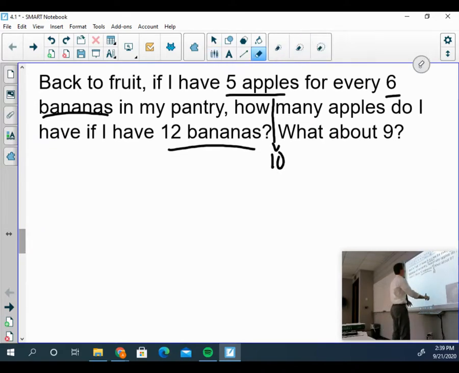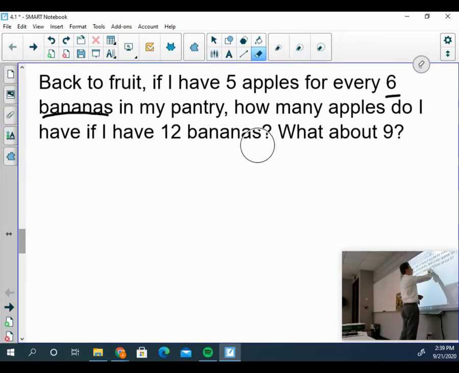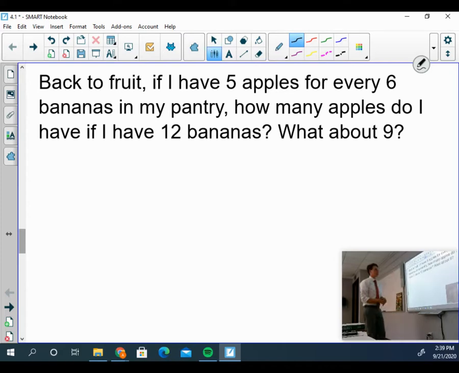Well, if I have 5 apples for every 6 bananas, and if you didn't get that definition quite written down, scroll back in the video a bit and pause it and get that written down before we continue with this. So if I have 5 apples for every 6 bananas in my pantry, I could write it as a fraction or as a ratio. 5 apples for every 6 bananas.